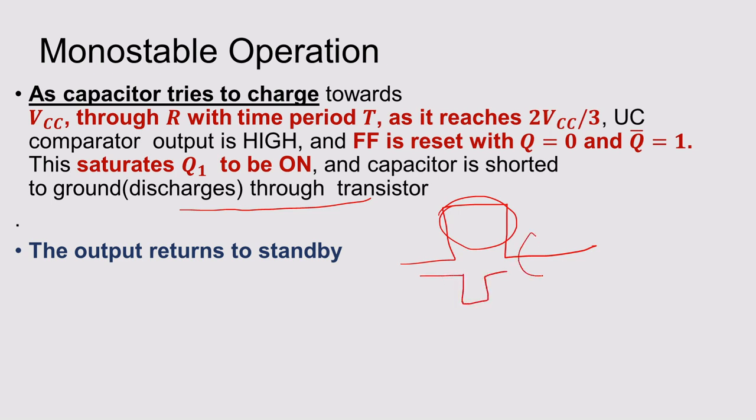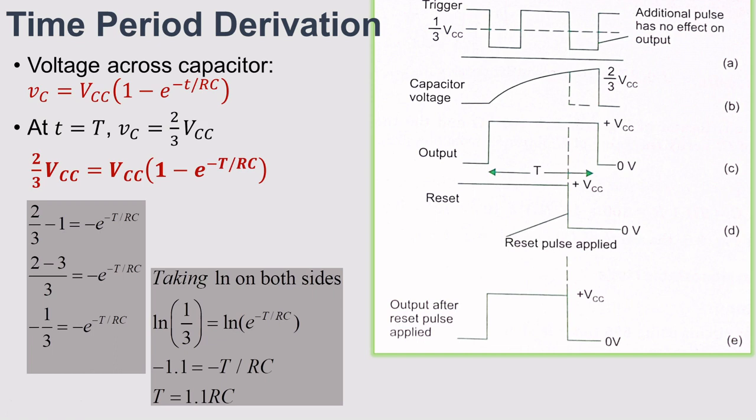So this is a stable state, this is a monostable state. When you apply the trigger, you will get the output. So this is the working process of the monostable. Here you can see the complete explanation of the timing diagram. I am giving the trigger.